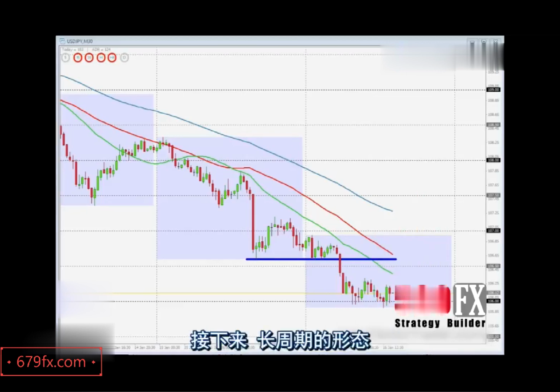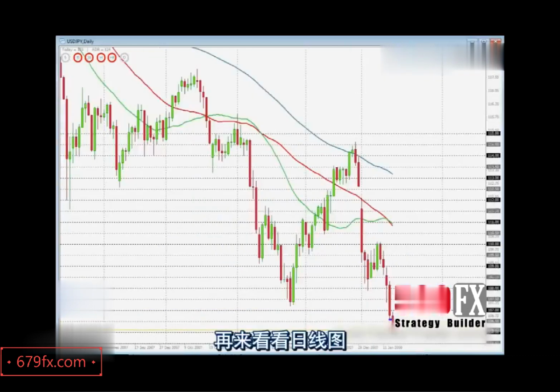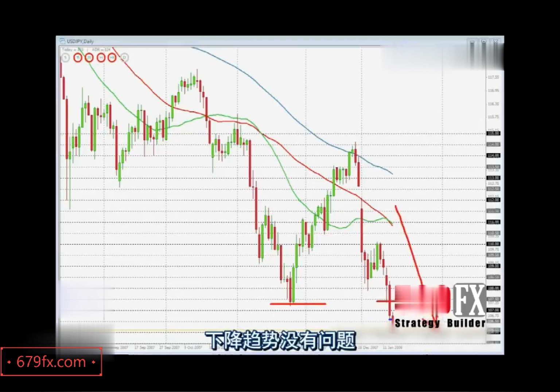Furthermore, what about the longer time frames? Well, let's have a look at the 4 hours time frame. Nothing there. Let's have a look at the daily time frame. Well, the previous level of support, that level, got broken really. So the downtrend continues.